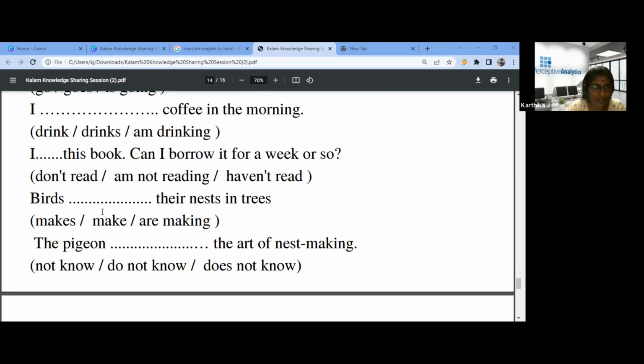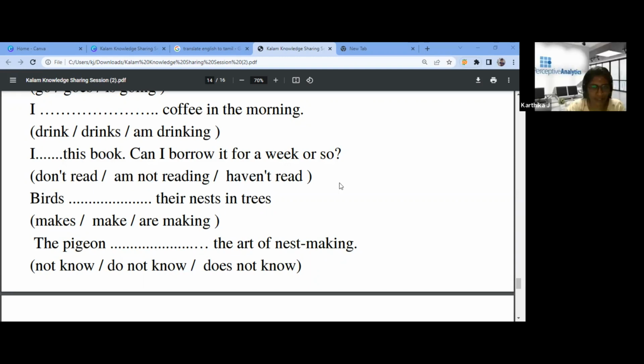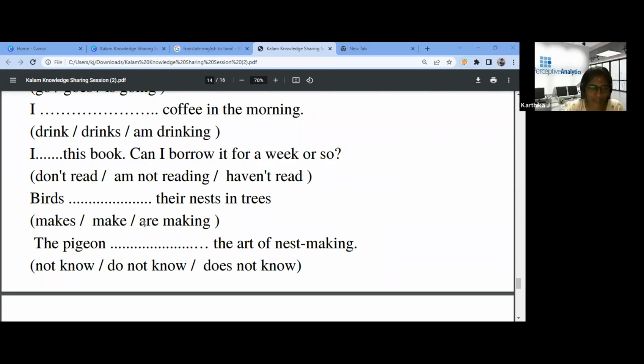Next one is this book. Can I borrow it for a week or so? I have not read this book. Haven't read. Yeah, haven't read this. So next one is birds dash their nests in the trees. Make. Oh yeah, correct. Make.